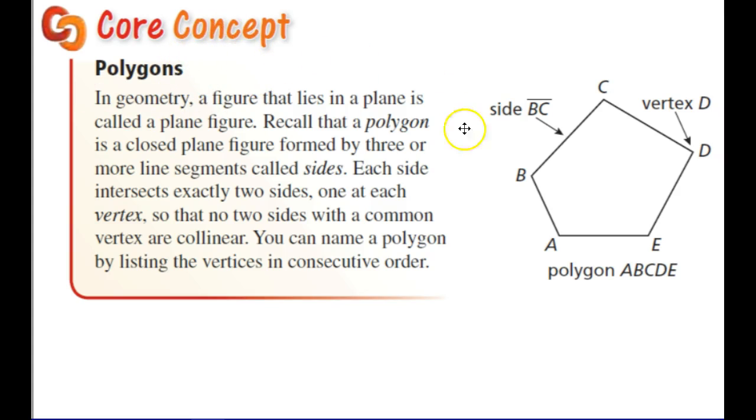So remember, when we're taking notes, we never want to just copy everything, because this is just too many words. So a polygon is a closed figure formed by 3 or more sides, right? We always have vertices, so a vertex is where those sides meet. So I name a polygon by listing the vertices in consecutive order. So I start at one corner and I go around in a circle. And it doesn't matter which direction. I just have to pick a direction and go.